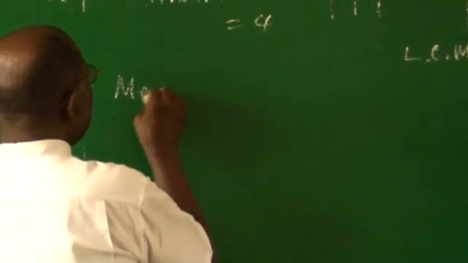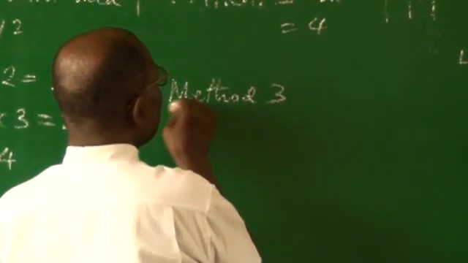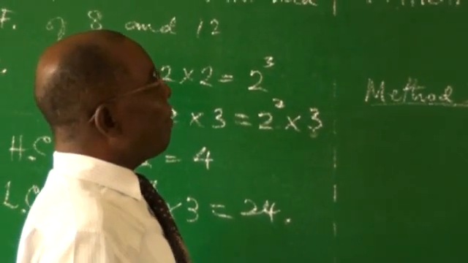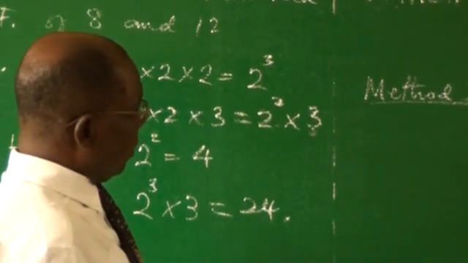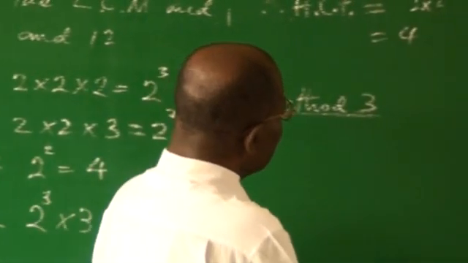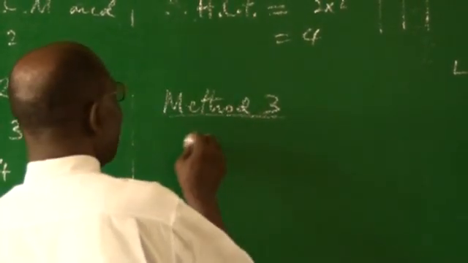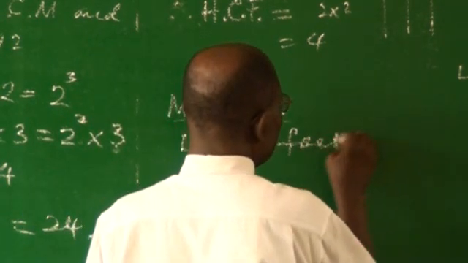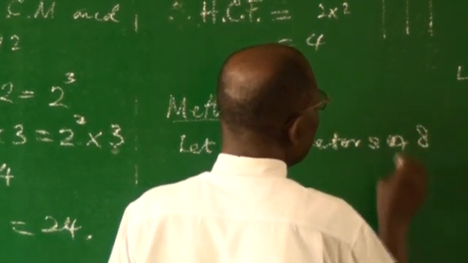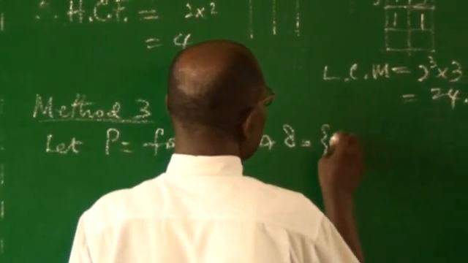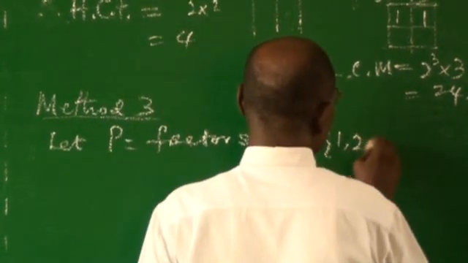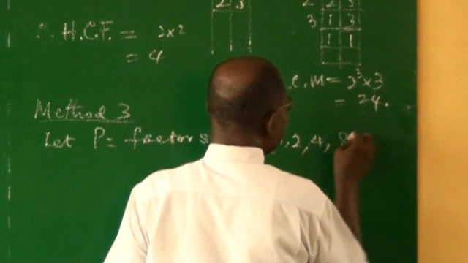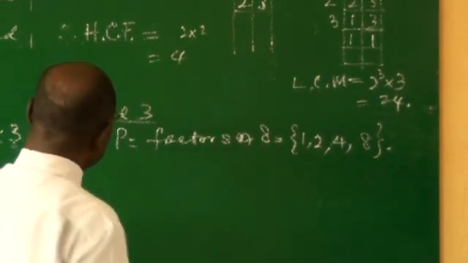Method 3. Method 3 decides to explain this better than methods 1 and 2. First of all, let us go to the HCF. Let P represent factors of 8, which is the set 1. 1 can divide 8. 2 can divide 8. 4 can divide 8. And 8 can divide itself. Those are the factors of 8.